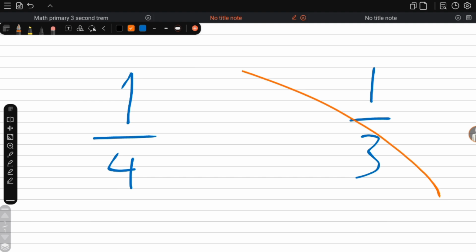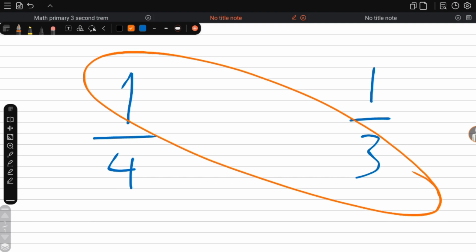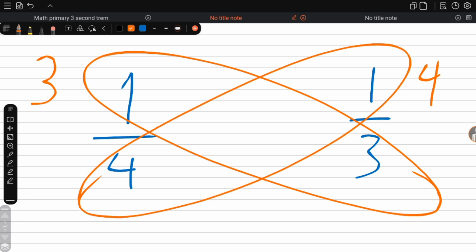Like this. 3 times 1 equals what? 3. Okay, and 4 times 1 equals what? 4. Which is greater, 4 or 3? 4. So this fraction is greater. 1 over 3 is greater than 1 over what? 4.